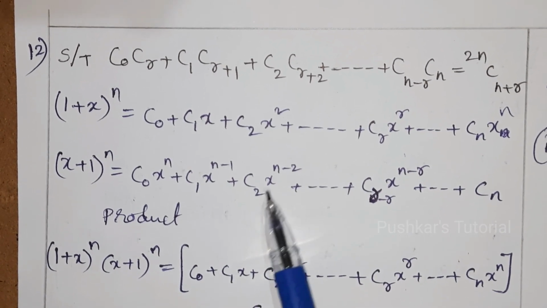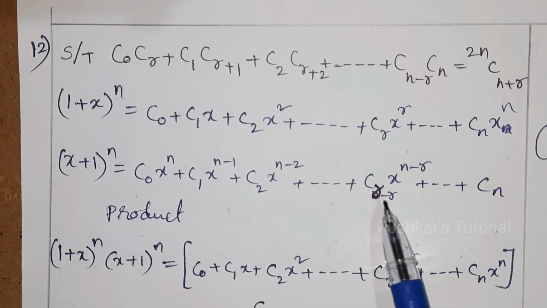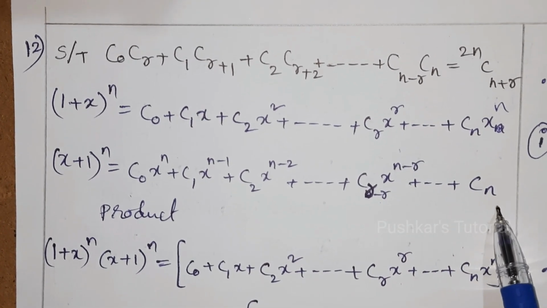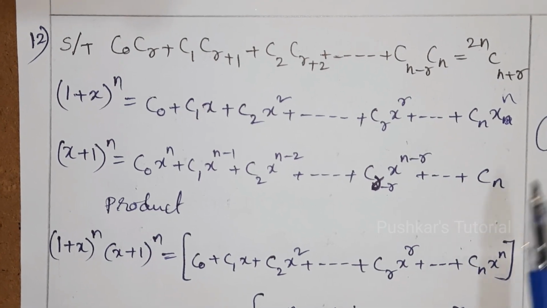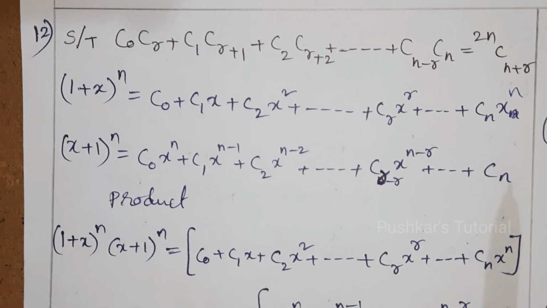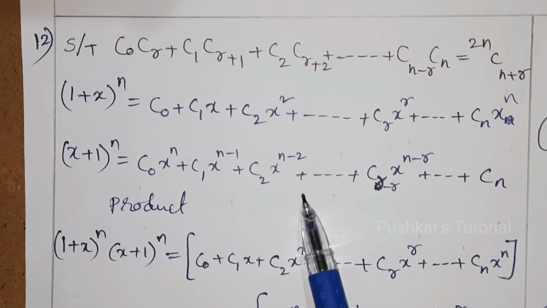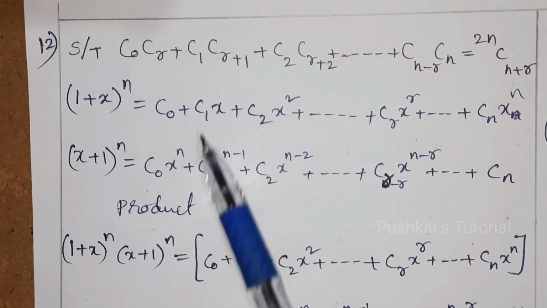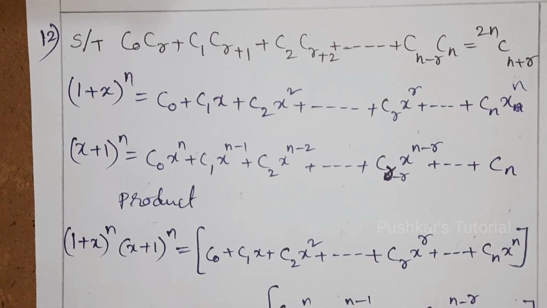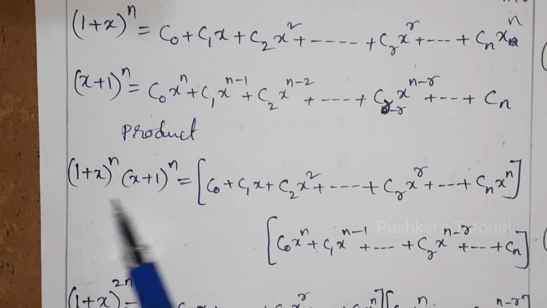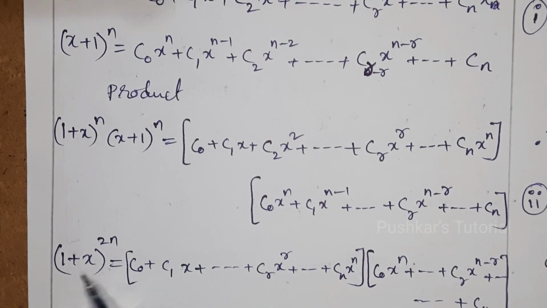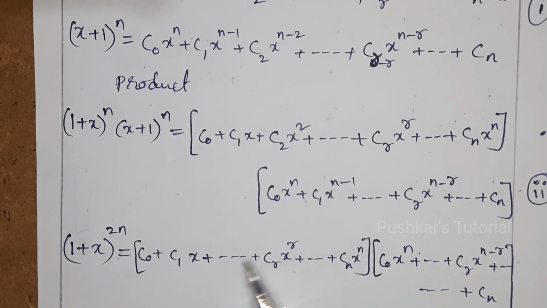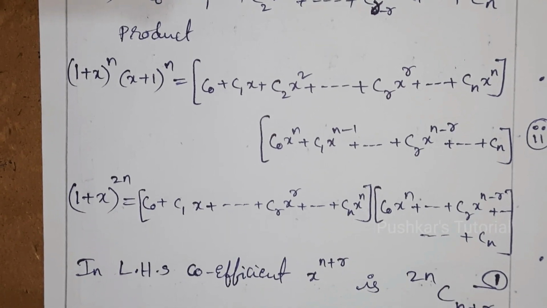1 means n−1, 2 means n−2, and so on. CR means x to the power of n−r. Plus so on, Cn: in the last term the first term is eliminated, only Cn is left over. Now the product of these two. Why? Because in our question it is given product-wise. That's why (1+x)ⁿ and (x+1)ⁿ, so this into this one. Here you see bases are same, powers should be added. So (1+x) to the power of n+n is 2n. And this product of the two series I am not writing out, I am not elaborating.